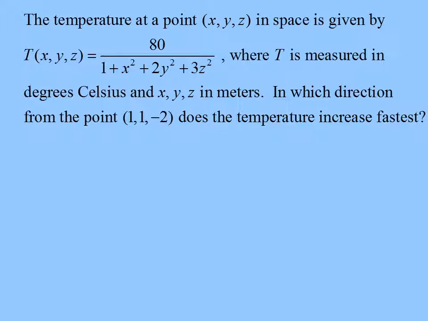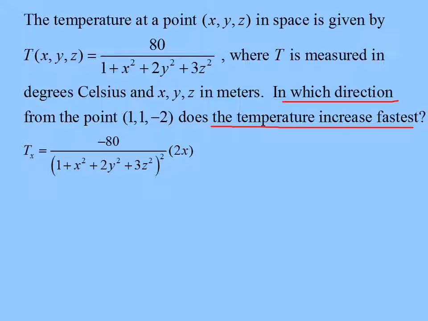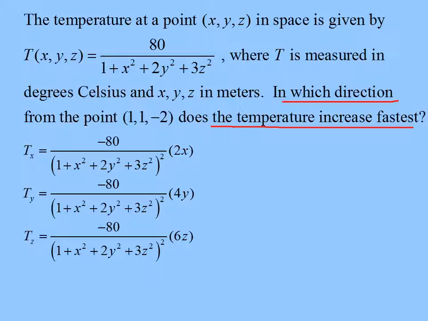In our final example, we're given a function for the temperature at a point in space. Here's the function, t equals 80 over 1 plus x squared plus 2y squared plus 3z squared. And we're asked which direction would we have the maximum increase in temperature. So where's it the hottest? So again, we'll do the partials of x, y, and z. Go ahead and plug in our numbers. And we already have our answer. There's our direction.